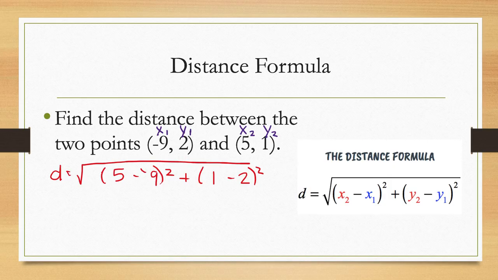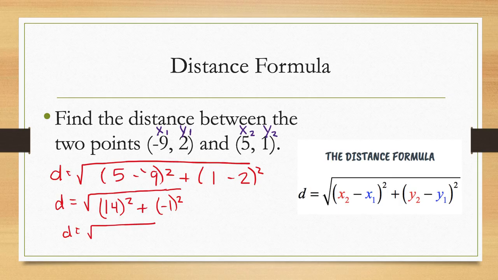All right, so let's simplify. Again, we're going to do inside the parentheses first. So 5 minus a -9, 5 plus 9 is 14 squared. And 1 minus 2 is going to be a -1 squared. All right, so we'll do our squares. So 14 squared is 196. And -1 squared is just going to be 1.